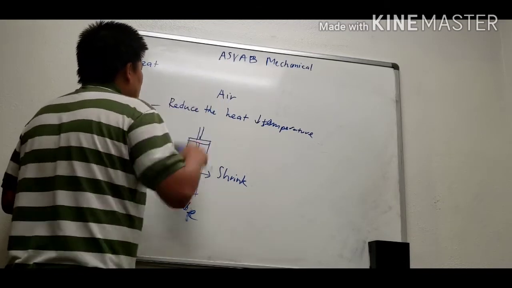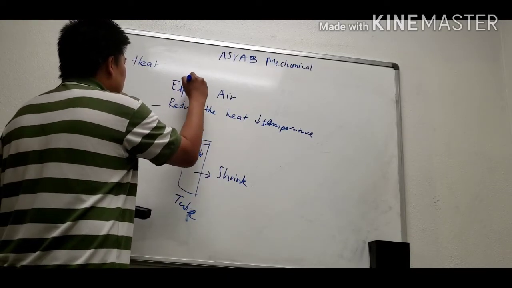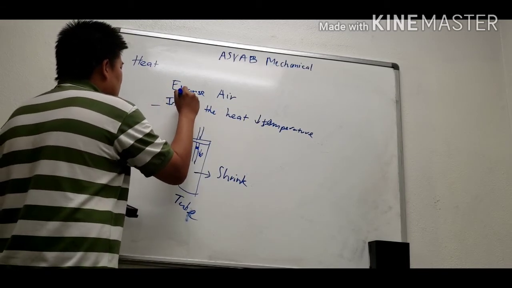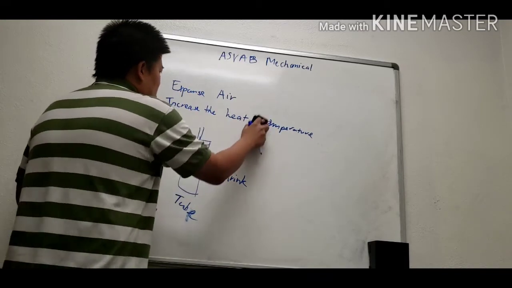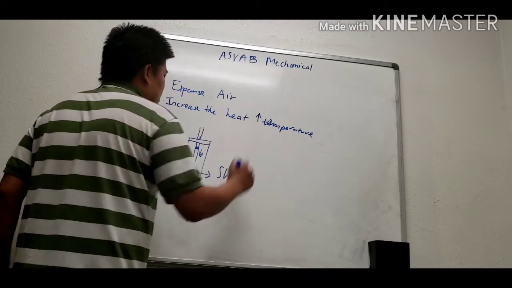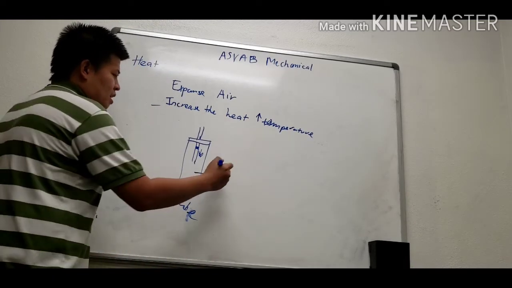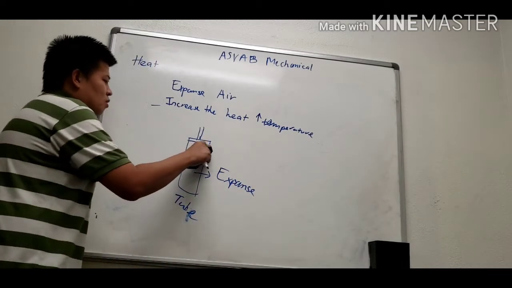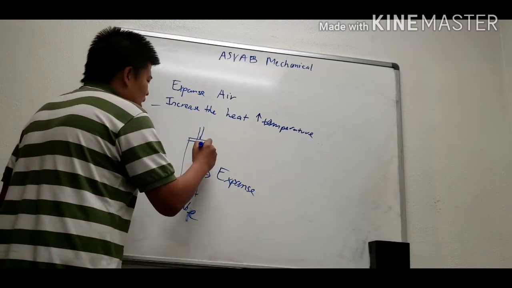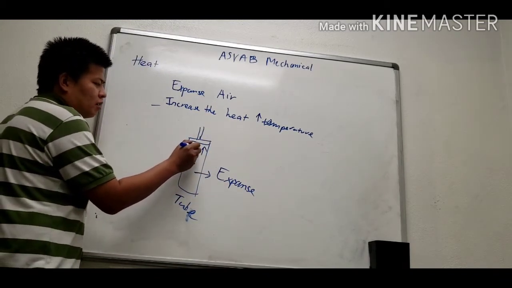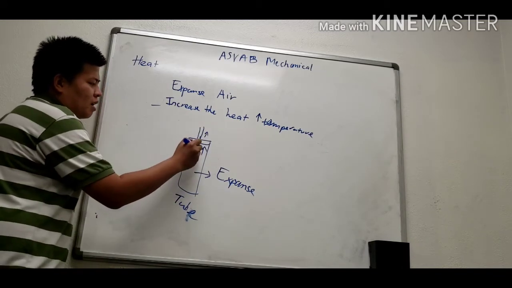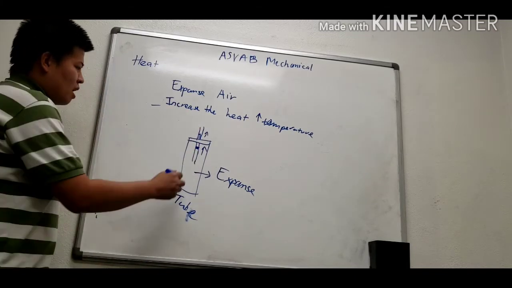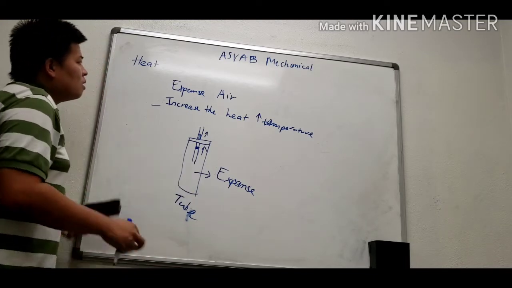If we want to expand the air, this means we need to increase the heat. This means that the temperature will go up. And in here, the air will expand. If the air expands, the volume in the tube will go up, and the liquid in this straw will go up. This means that the liquid will go from the bottom to the top. That's why we expand the air inside the tube. The next one.